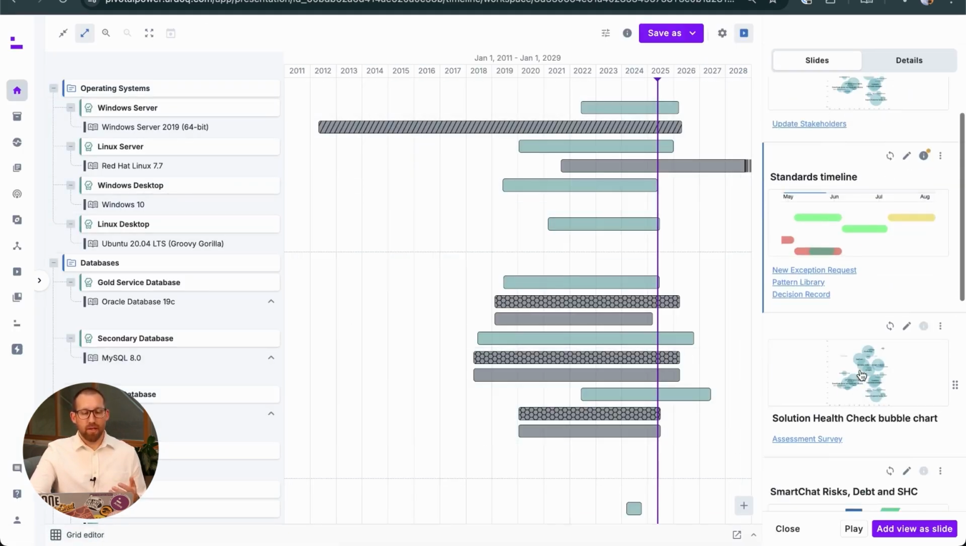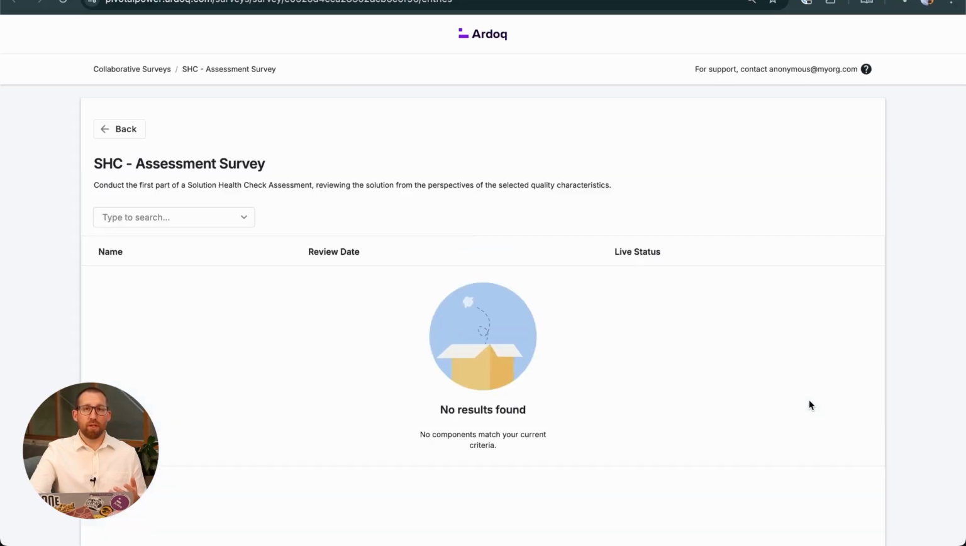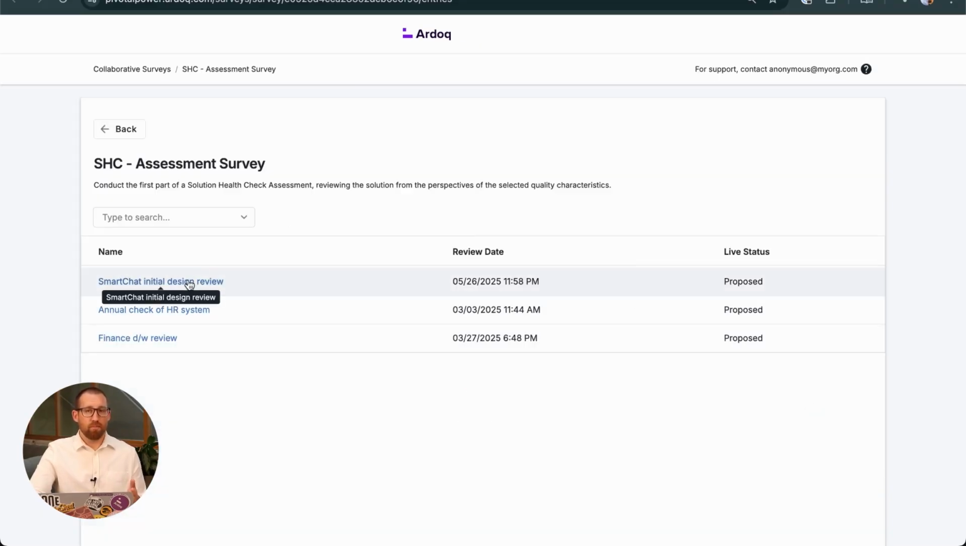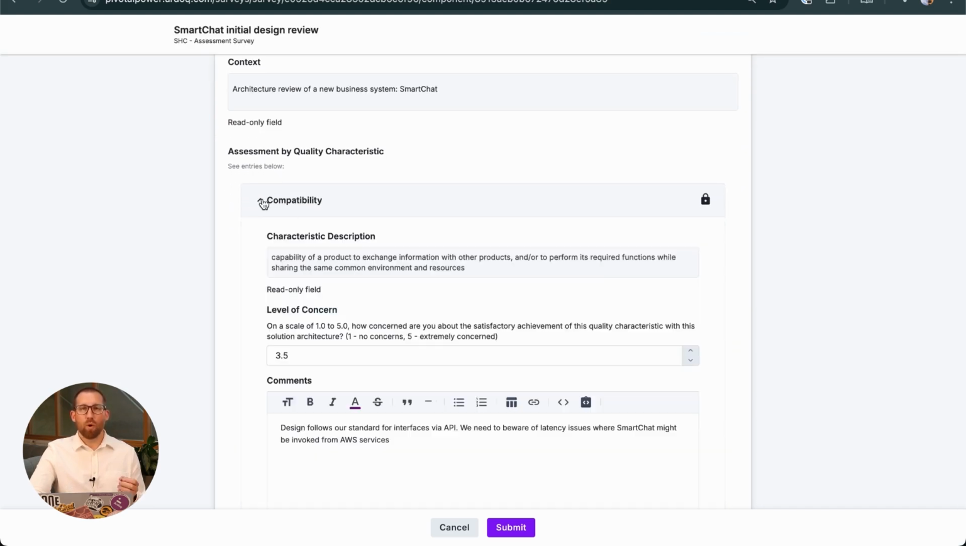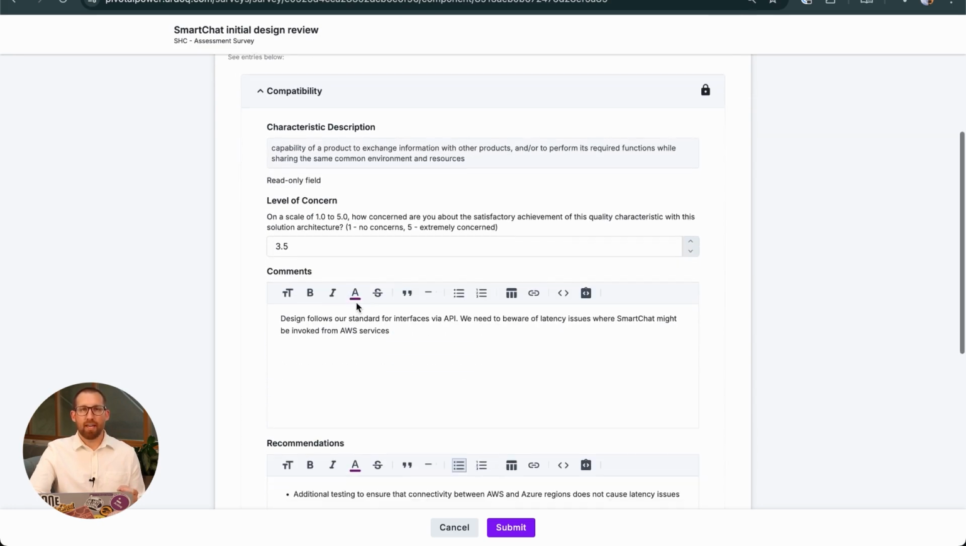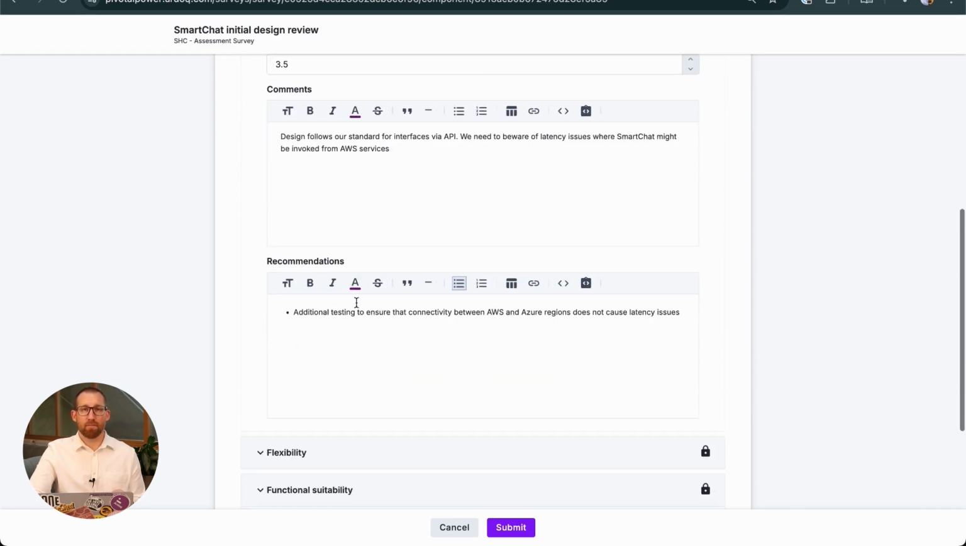Ardoq's solution health check has been developed to promote architectural thinking beyond the core architecture team. Using a quality model such as ISO 25010, which is included with Ardoq, or an in-house variant, the health check enables teams to conduct a high-level or in-depth trade-off analysis of a candidate or existing solution architecture.